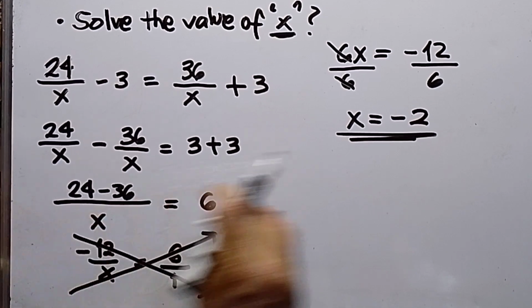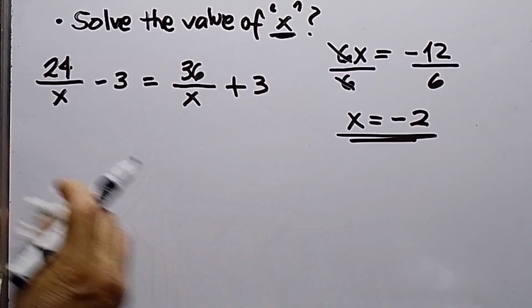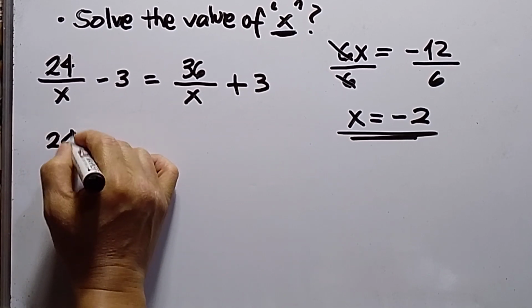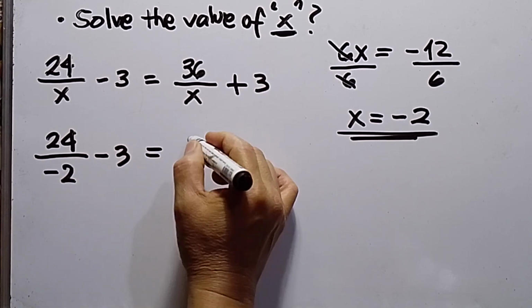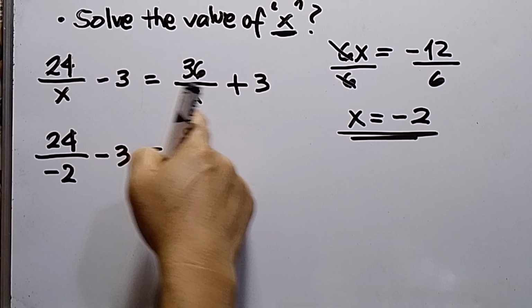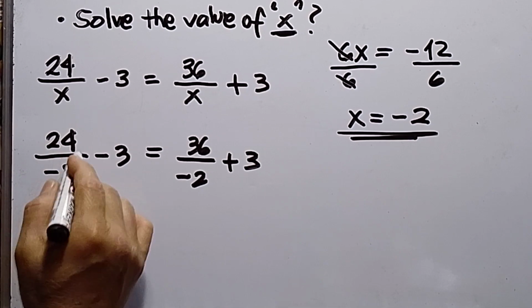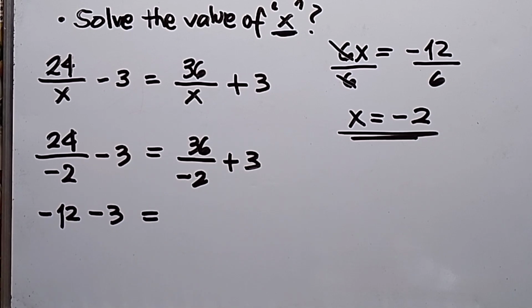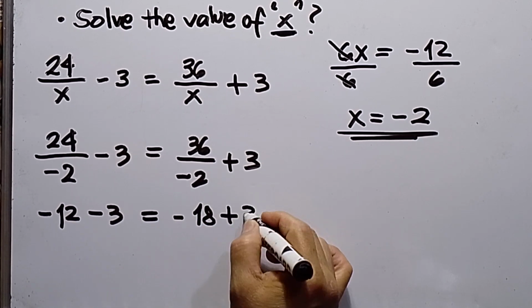Now let us check if this is correct. We will use the given equation: 24 over x minus 3 is equal to 36 over x plus 3. So this will be 24, substitute x, which is negative 2, then minus 3 is equal to 36, replace x is equal to negative 2, then plus 3. So 24 divided by negative 2, this will be negative 12 minus 3 is equal to 36 divided by 2, so this will be negative 18. Then this will be plus 3.